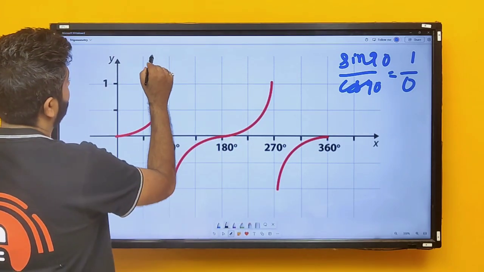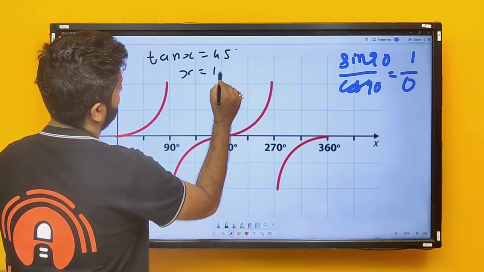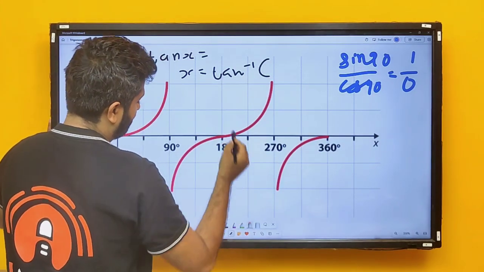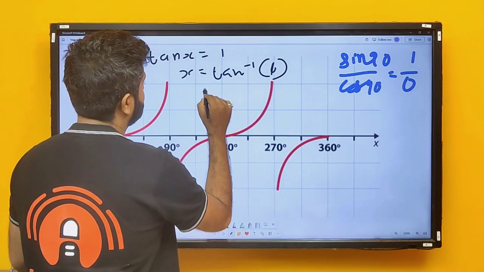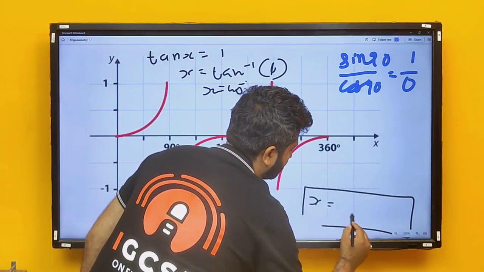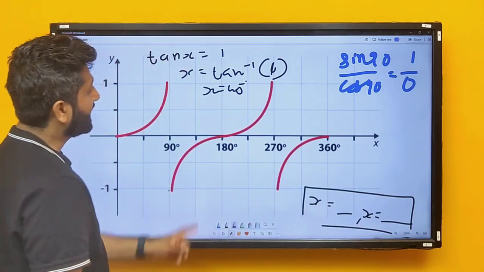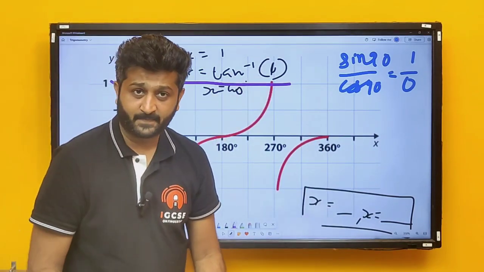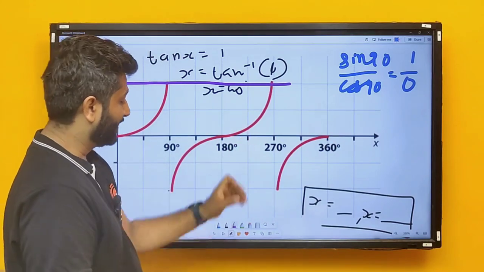Now let's say I have tan x equals to 1. So x is tan inverse of 1. Now tan inverse of 1 is nothing but 45 degree. But in exam they are saying find two values of x. Now I already have the first value. How can I find the second value? Now if I draw the line at y equals to 1, you can see the graph is intersecting the curve at two different points. The first point is before 90 and second is before 360 degree, and after 180 degree.